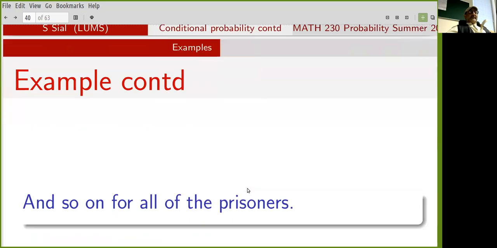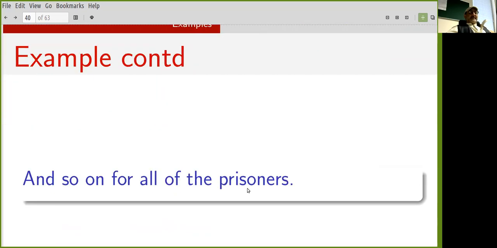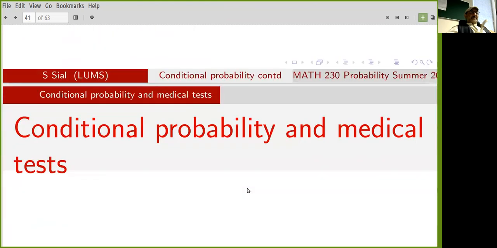And if we run the same analysis for everyone, we would get 1 out of 6.